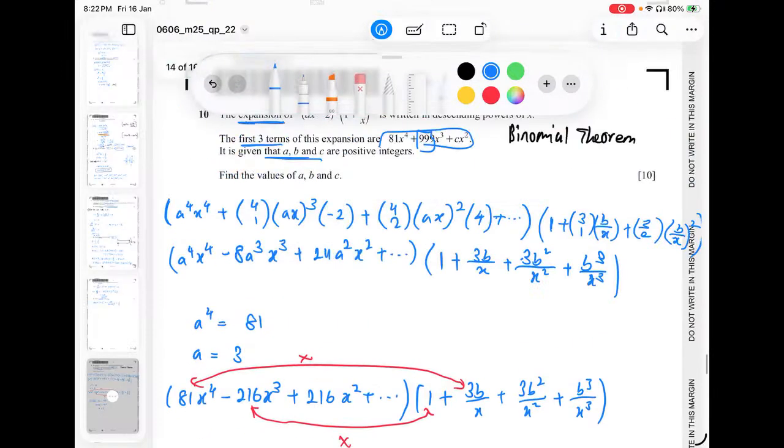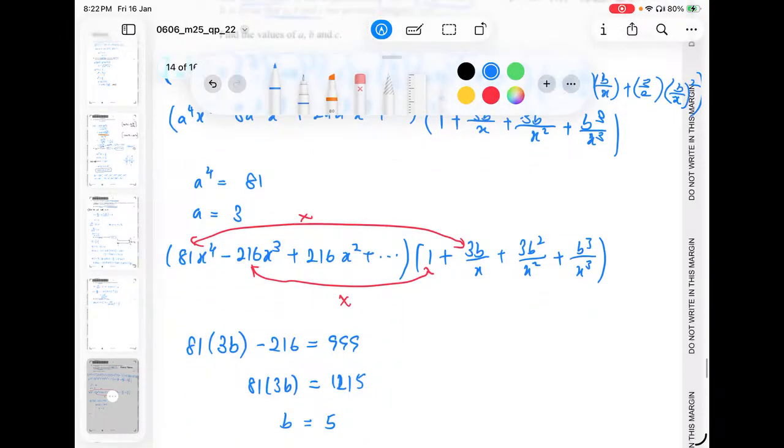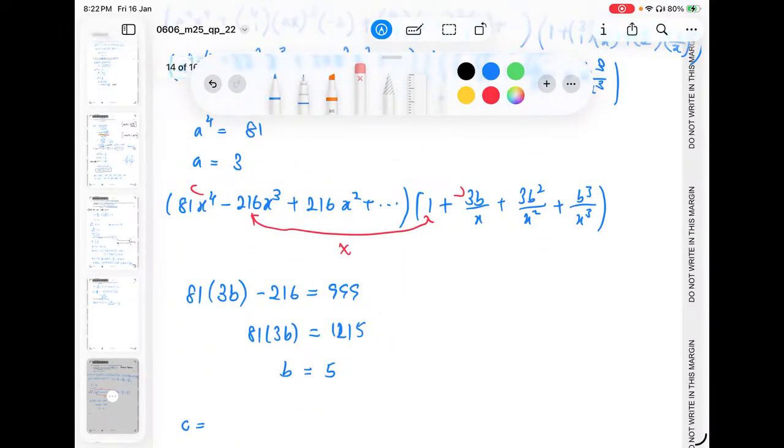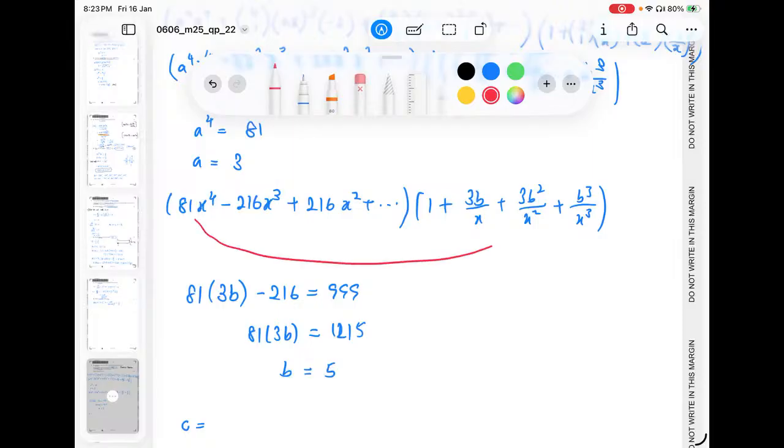Now c is the coefficient of x squared. So again we will do the same method. Just make sure you don't leave any of the terms when you're cross multiplying or using the rainbow method. The x squared is when you multiply this with this. So how do you get it? x by 4 divided by x squared gives you x squared. x by x cubed divided by x gives you x squared. And 1 times this x squared gives you x squared.